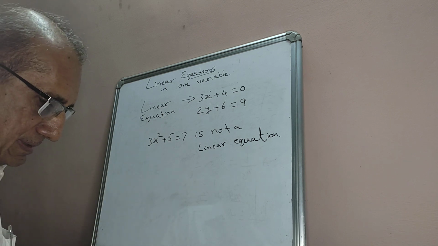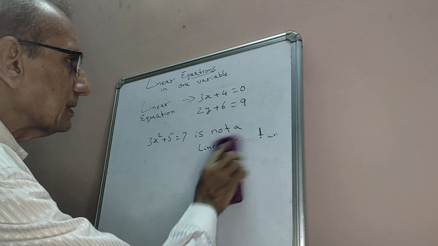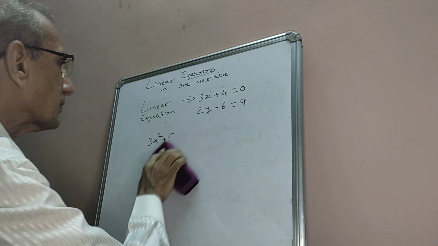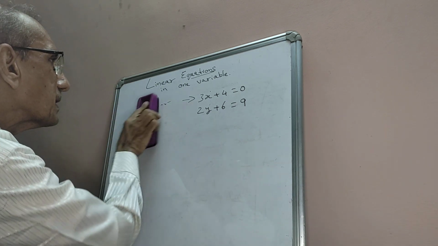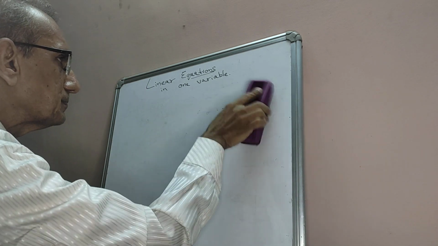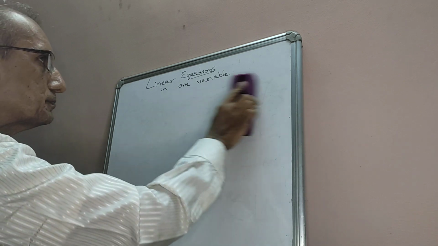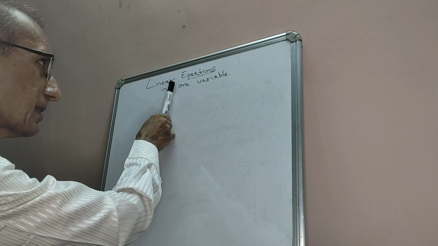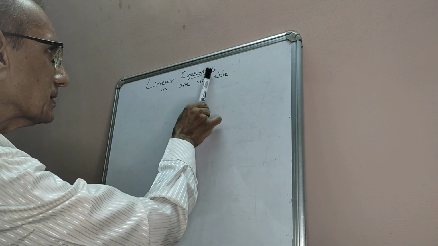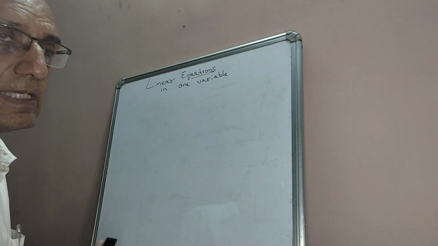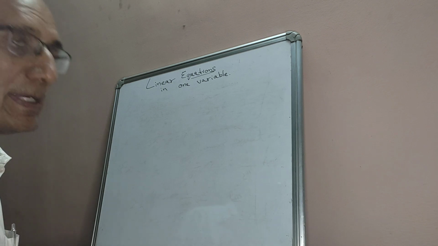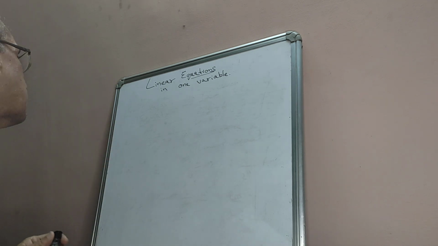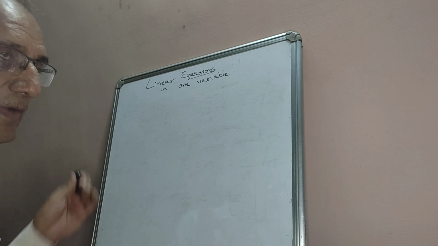Now, having understood the difference between an equation and an expression, we know what an equation is. We also know what a linear equation is. We know the meaning of the word linear. We know what a variable is, any alphabet whose value we are trying to find out. Having come to know all these things, let us take some examples and find the value of x.